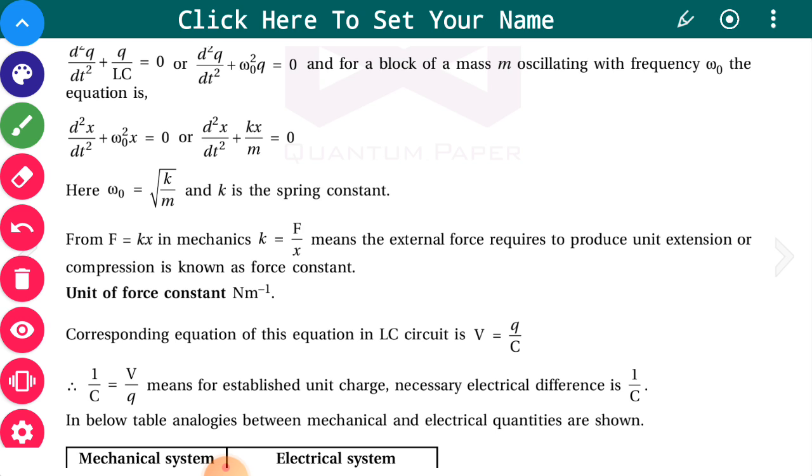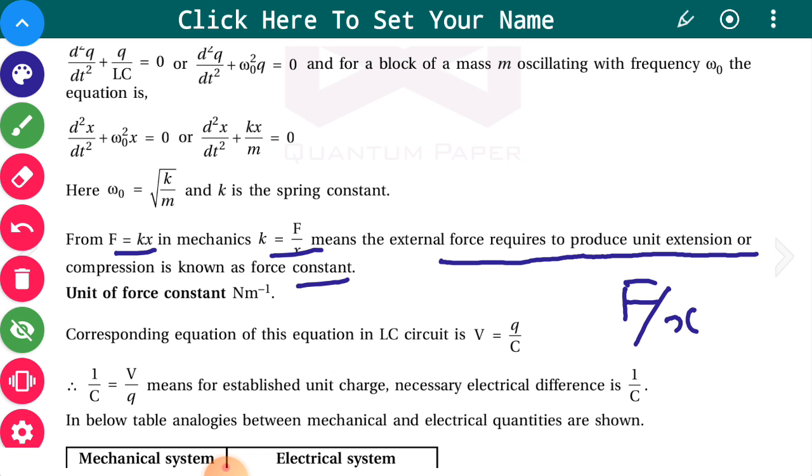Now here, F is equal to kx in mechanics, where k is F upon x, meaning the external force required to produce unit extension or compression is known as the force constant, that is, force per unit compression or extension. Force constant has the unit Newton per meter.